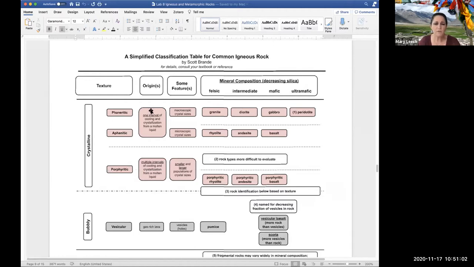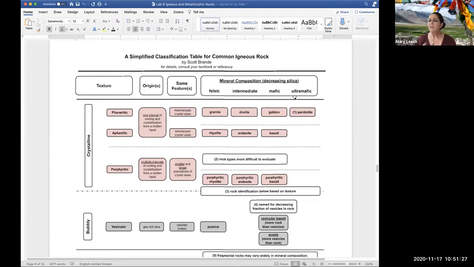And then you would follow down here. So it would be phaneritic, that means large crystals, and that's what that tells you. I guess you don't have to write it down because it says that. Microscopic size crystals for aphanitic. Macroscopic means you can see them with your naked eye. And then compositions are down here, with decreasing silica from felsic to ultramafic.